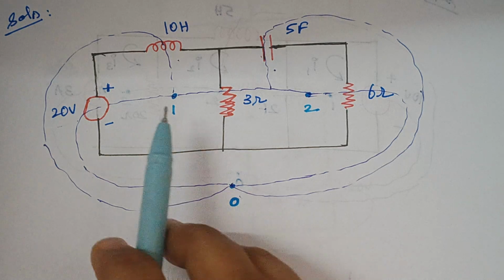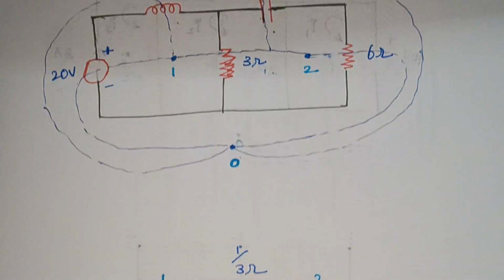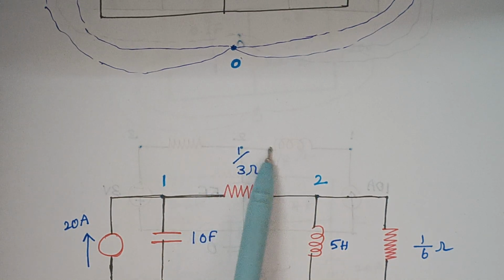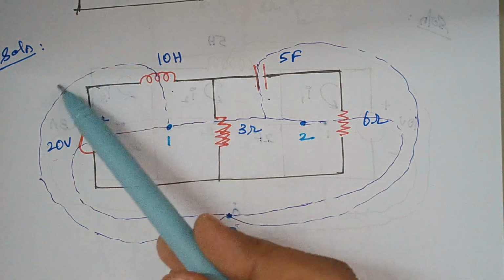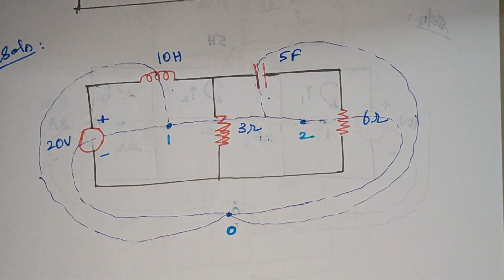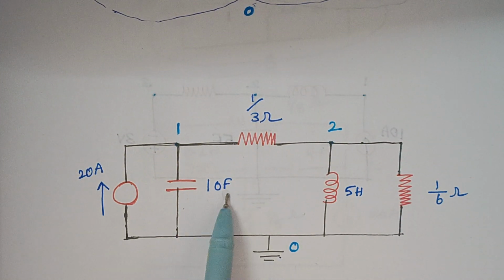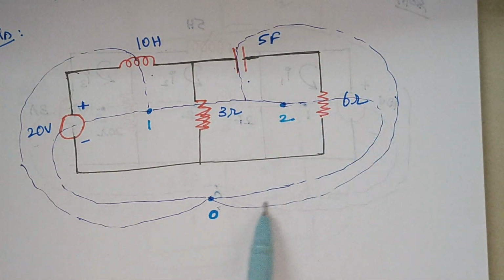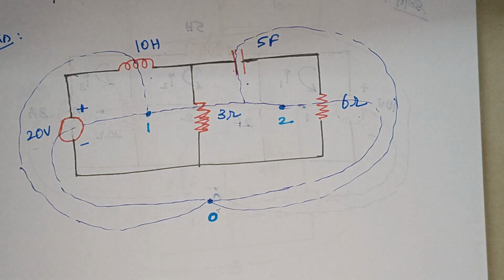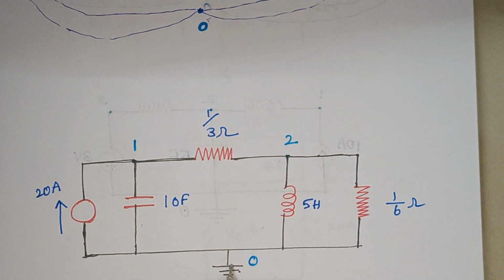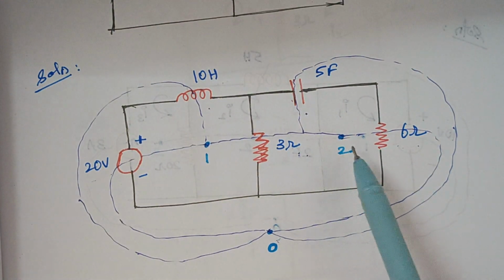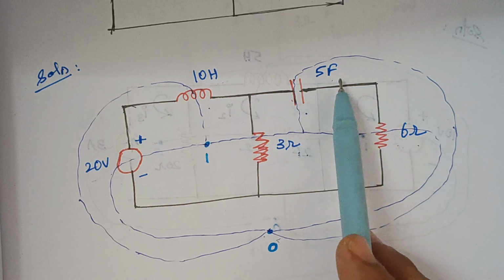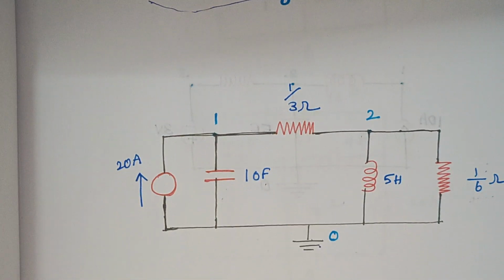So as usual, between 1 and 2 there is a 3 ohm resistor. So while representing in dual network between 1 and 2, its value is 1 by 3 ohms, right? And again, between 1 and 0, you see it is connected by this 10 Henry. So here we have to replace it between 1 and 0, it is 10 Farad. And again between 2 and 0 we are having a 6 ohm, right? So that 6 ohm is represented as 1 by 6 ohm, right? And again, between this 2 and 0 we are having a 5 Farad. So this is replaced by 5 Henry inductor, right? So between 2 and 0 we are representing a 5 Henry inductor.